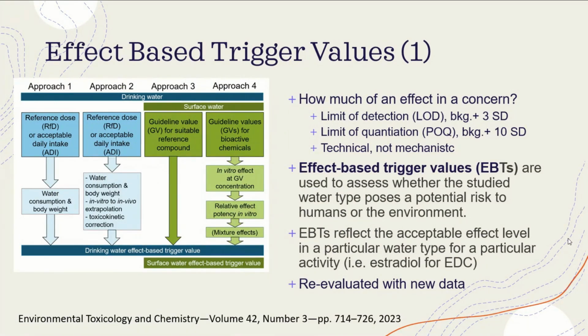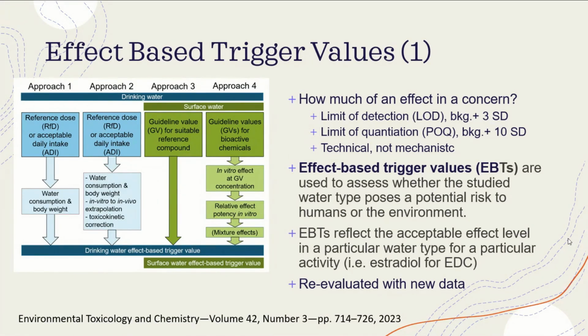Do we want to go by limit of detection, which is commonly the background level of activity plus 3 standard deviations? Do we go by the limit of quantitation, such as the background plus 10 standard deviations? Well, this is really just technical. It's not really saying anything about the level of biological effect. And that's where effect-based trigger values are becoming more and more important, and is really becoming the focus of how we're using these mechanism-based assays.